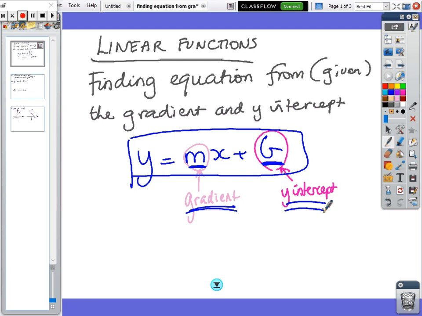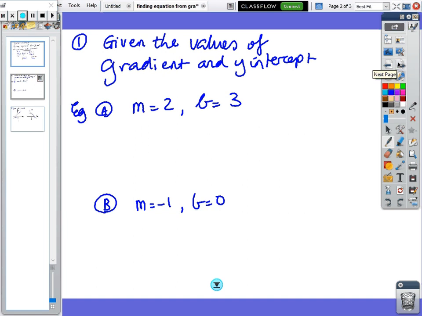So let's come across when you're ready. So this is pretty easy now. Given the values of gradient and y-intercept, what are the equations? The general form is y equals mx plus b, and in this particular case the gradient is 2 and the constant is 3, and so that's the equation.